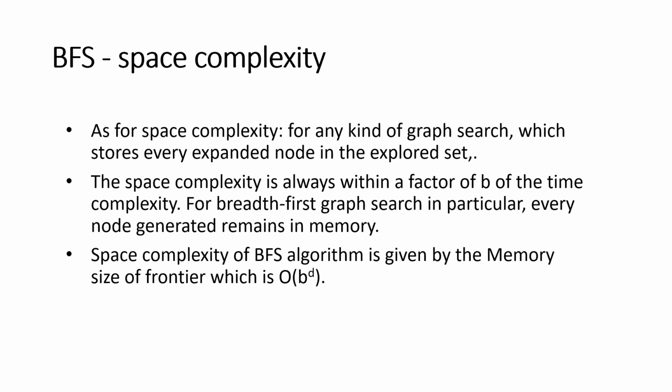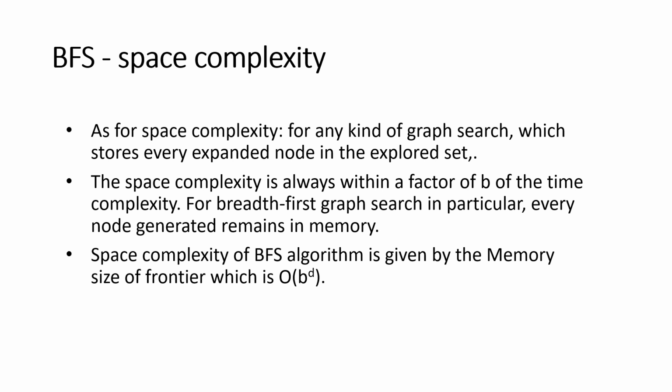Next we will see space complexity. The time complexity we already discussed is b to the power d, where b is the branching factor and d is the depth of the shallowest solution. And here we will see space complexity. In breadth first search, every generated node remains in memory. So nodes are stored either in the frontier, that is the queue, or in the explored set. Frontier means to be explored, and explored means already opened.